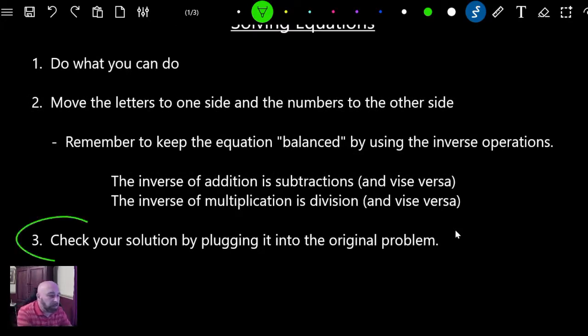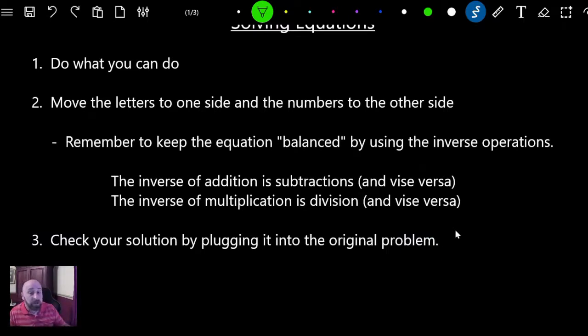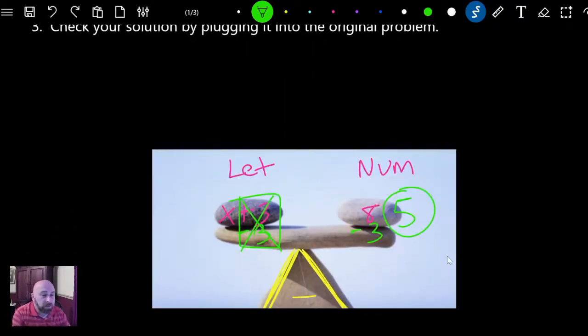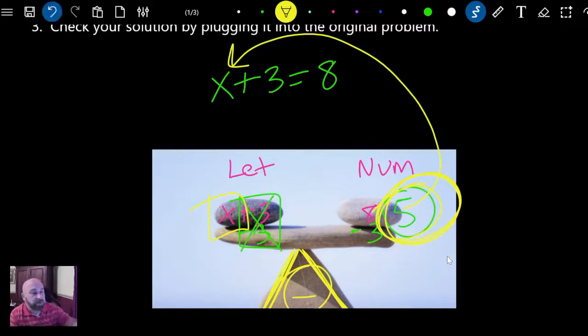Look at number 3 here. Check our solution by plugging it into the original problem. All right, so the original problem here was x plus 3 equals 8. Our solution was this 5 right here. So we want to take that 5 and plug it in for the x, because we just said that x equals 5. That's what we just said. So now let's see if that's actually true or not.